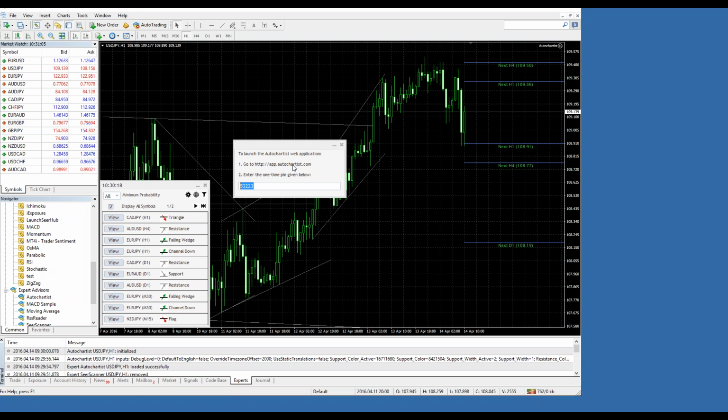If you go to app.autochartist.com, you'll put in this PIN number, and we'll launch the web application for you. You never have to do this ever again. From then on, you can always just go to app.autochartist.com and launch Autochartist from the web application. You don't always have to go into MetaTrader to get your one-time PIN.